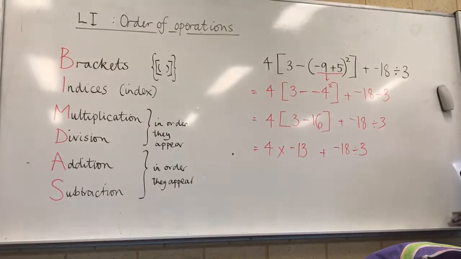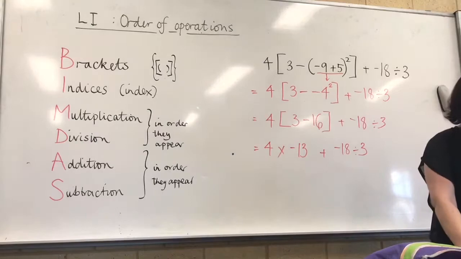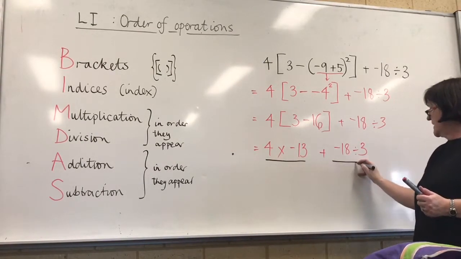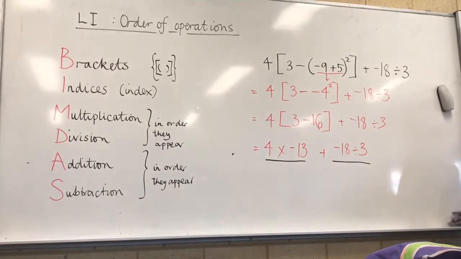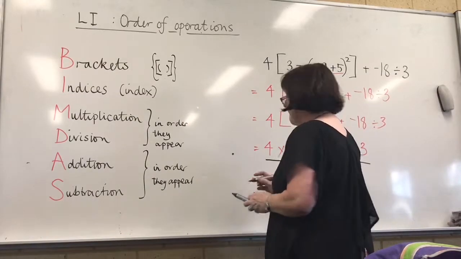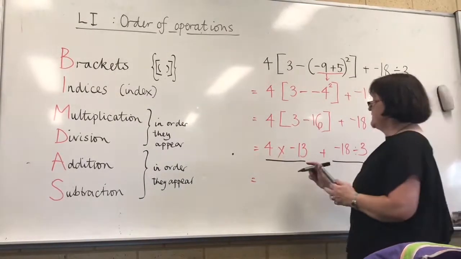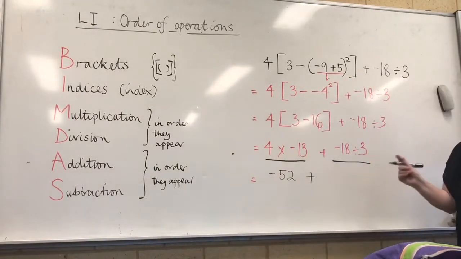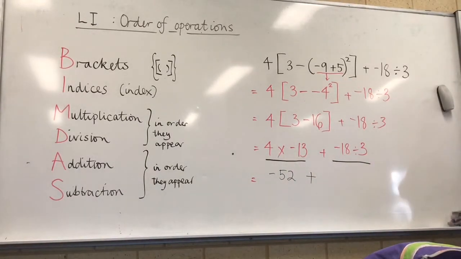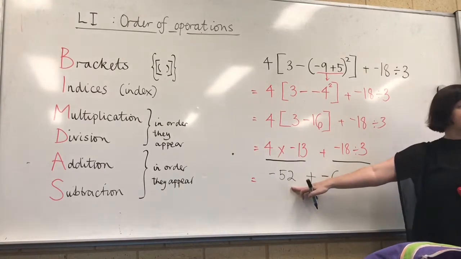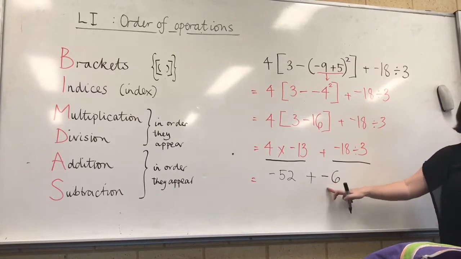Which bits do I need to do now? To do that bit and that bit. So what's 4 times negative 13? Negative 52. Well done, negative 52. And what's negative 18 divided by 3? Negative 6. So it's then negative 52 add negative 6.